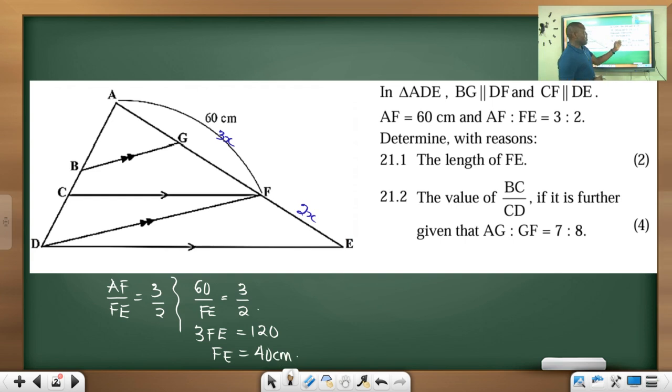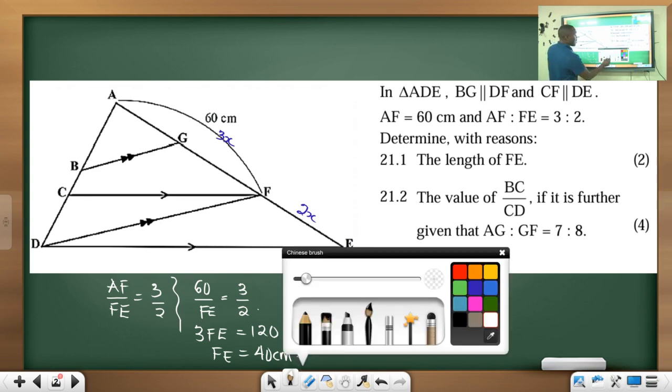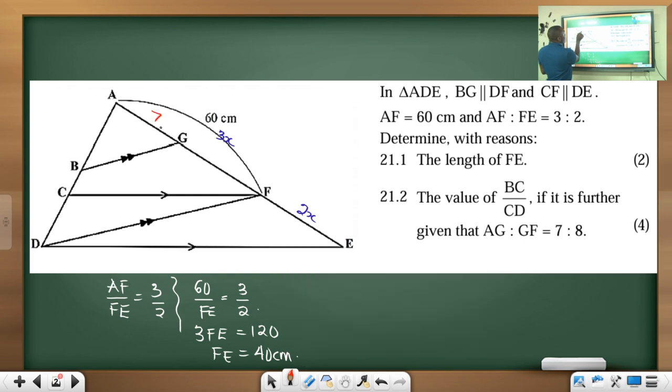Now, determine the value of BC over CD if it is further given that AG over GF is 7 over 8. Let's quickly look at that. AG and GF, 7 over 8. Now, please, you must introduce a different variable. That's very, very important. Now, what are we looking for? We are looking for BC, this little thing here, over CD. This is going to be quite tight, so you need to stay focused.